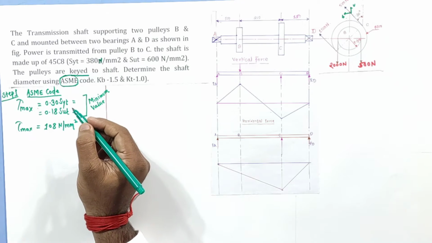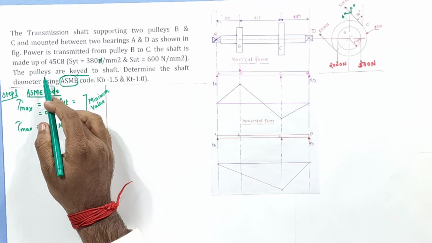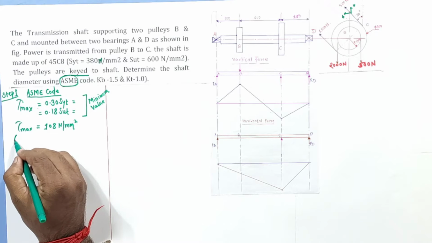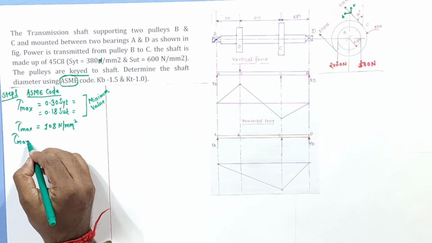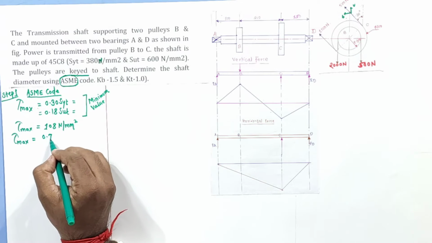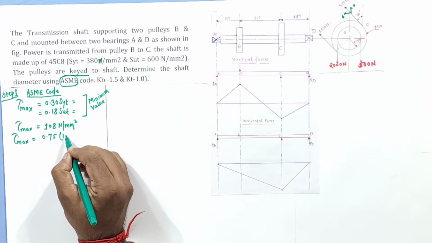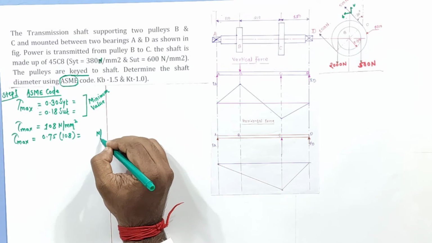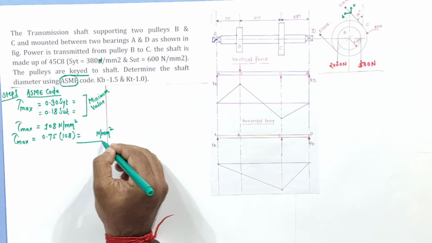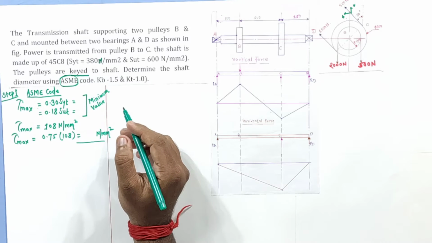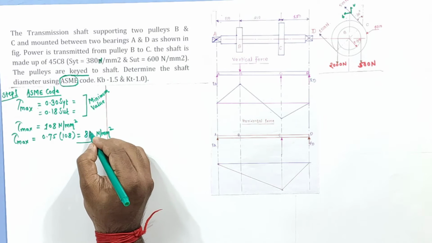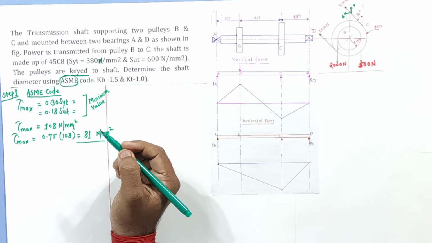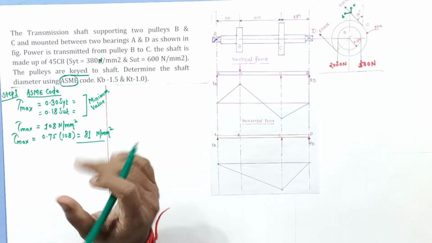And after that, if keyway is present, they have mentioned pulleys are keyed to the shaft. So keyway is present, so I will have to reduce it by 25%. It means tau max is equal to 75% of 108. We have seen ASME coding theory, through which we'll get the stress in Newton per mm square. After multiplying it, it gives me 81. So this is the maximum shear stress, 81 Newton per mm square. So this was the ASME coding.